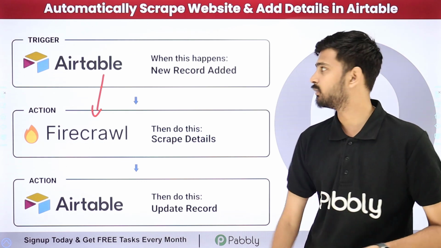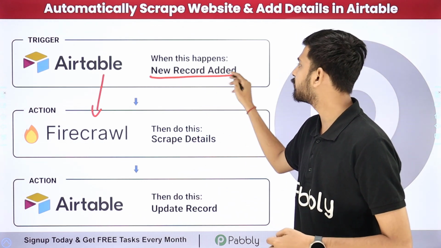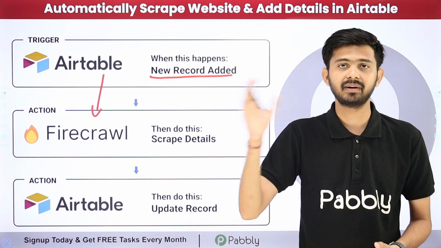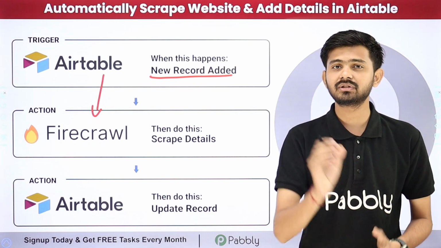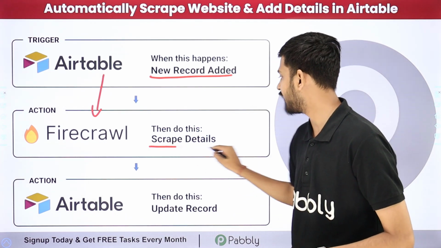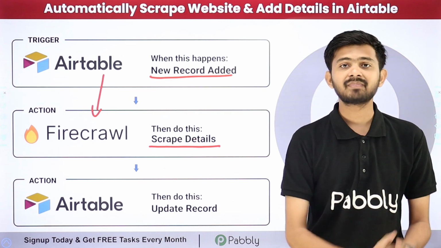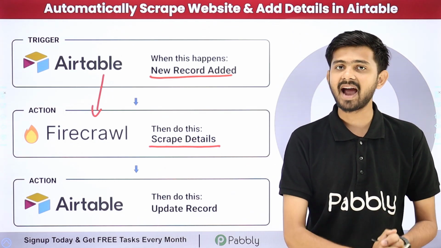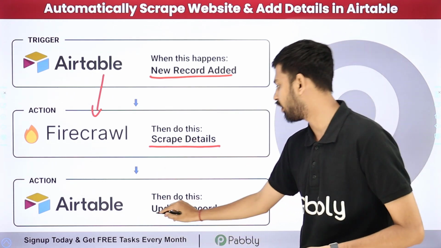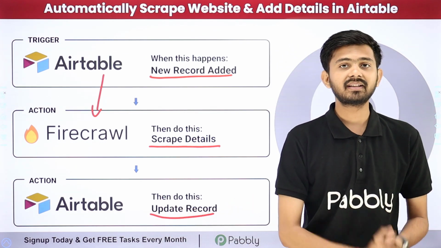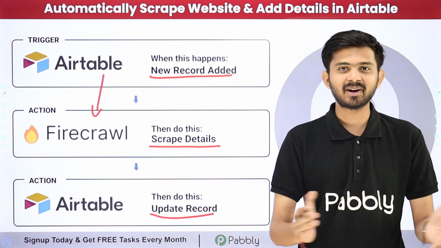With Pabbly Connect, whenever I add a new record or the details of a website in my Airtable, automatically by using those details, I'm going to scrape the website by using Firecrawl, and after scraping those details, I'm going to add them back in my Airtable record. So how am I going to build this connection? For that, let me take you to my computer screen.